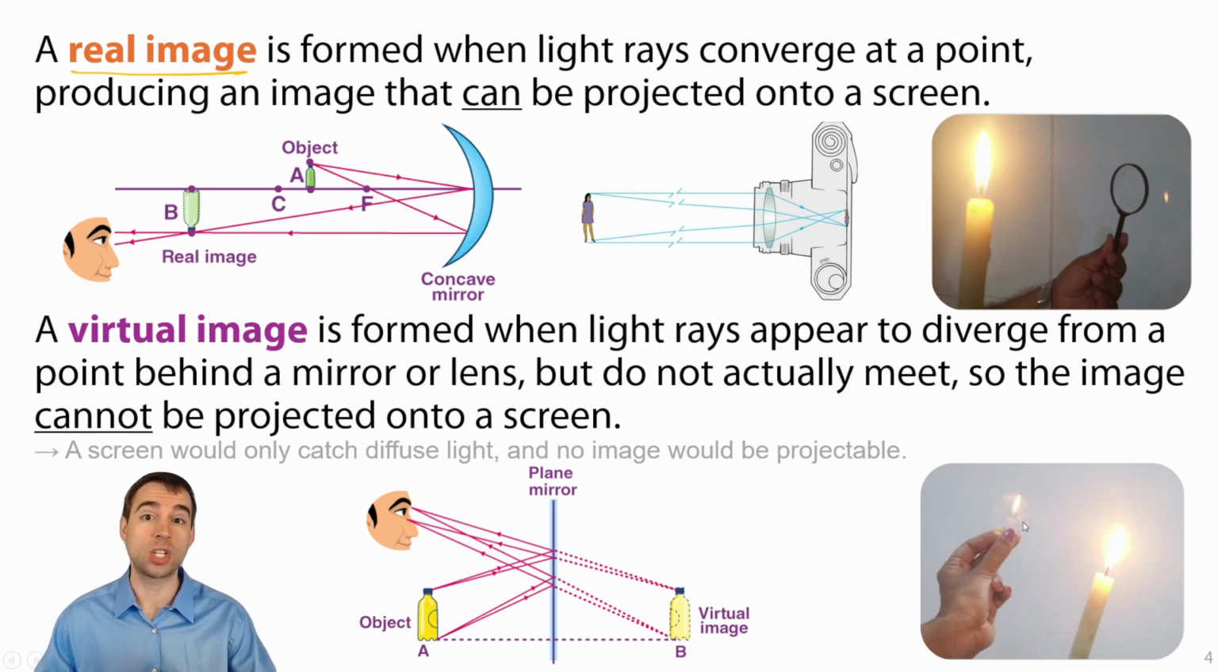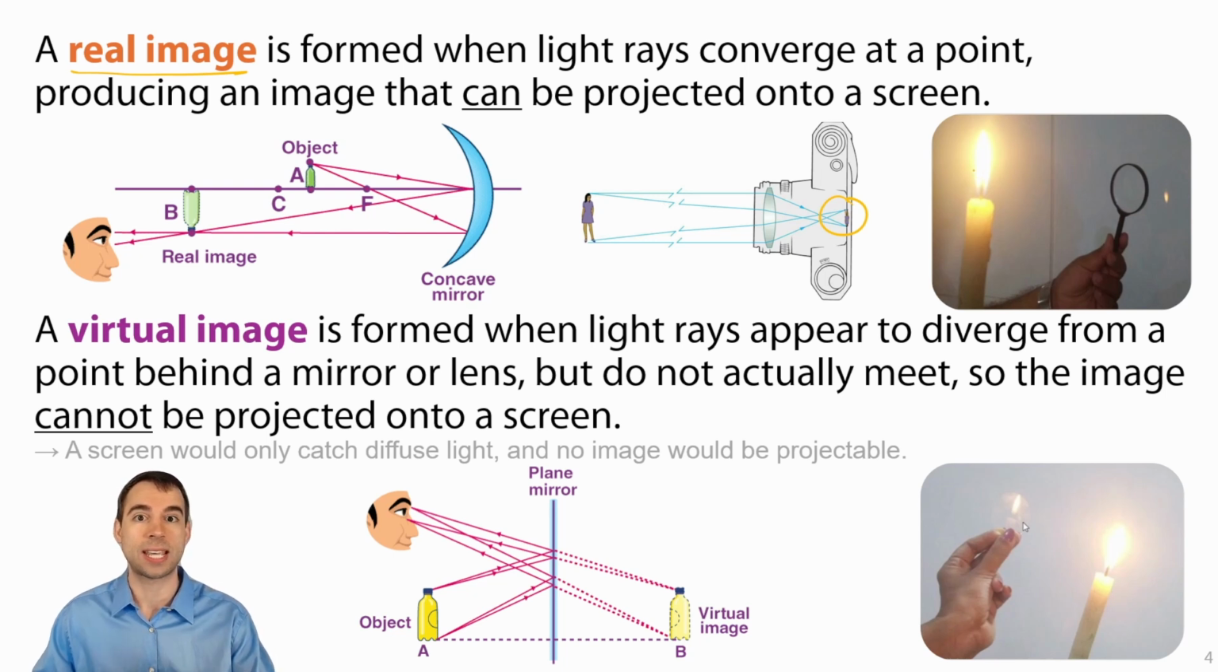A real image is formed when light rays actually converge to a single point, and this real image could be projected onto a screen. So we might get a real image when we're looking at an object in a mirror, and we see that the light rays bounce off that mirror and converge on a single point. Or we might get a real image when we're using a camera to impress an image onto a film in that camera. Or we might use a magnifying glass to project a real image.